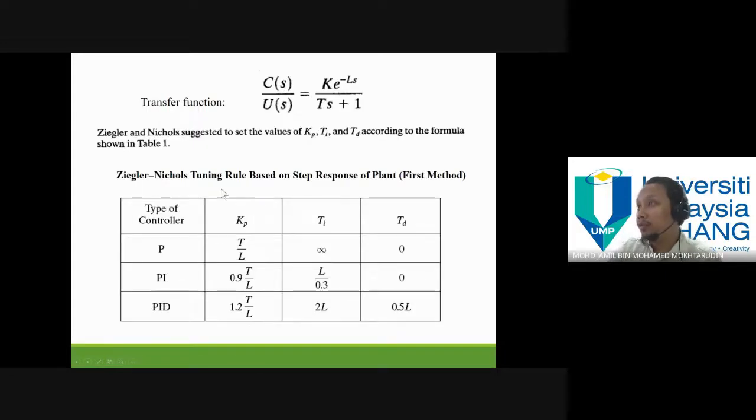To find the controller transfer function, we need to find Kp, Ti, and Td. If we use a PID controller, then we only look at the PID row here. Kp equals 1.2 times T over L. Ti is 2 times L. And Td is 0.5 times L. Then we can substitute Kp, Ti, and Td into the controller transfer function.